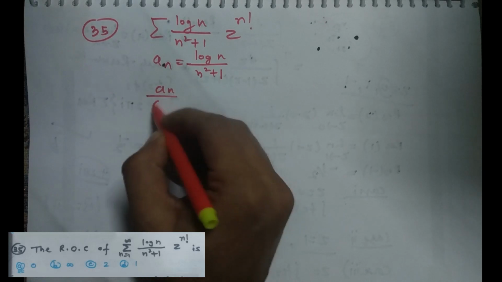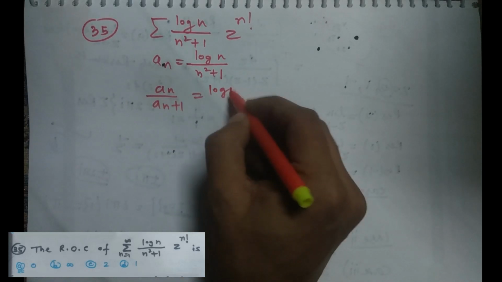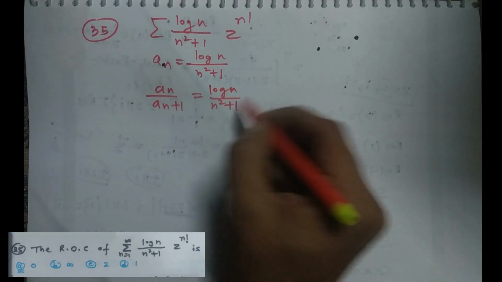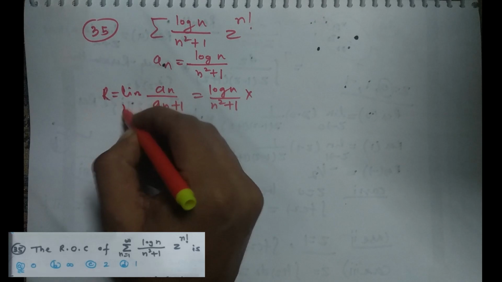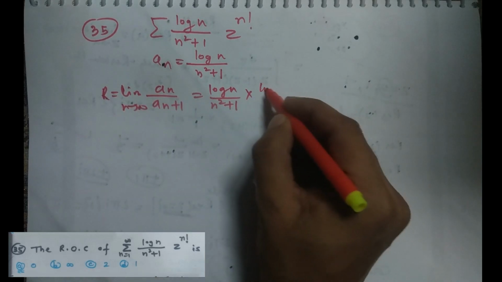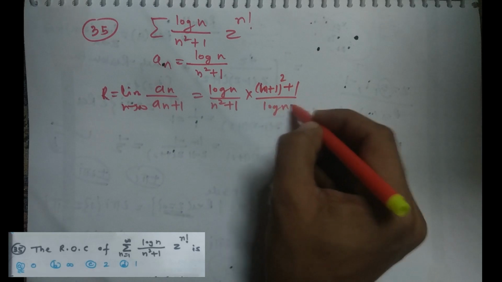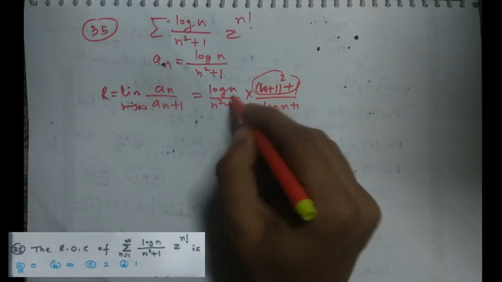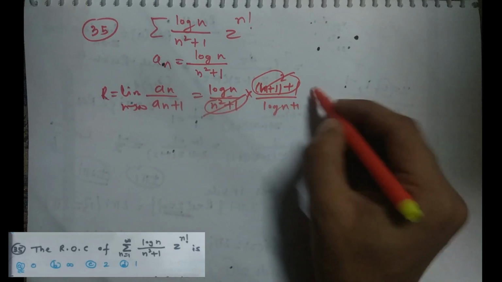Let's try to find out a_{n+1} by a_n. So it will be (n+1) log(n) upon n squared plus 1. This is nothing but our r. Okay, log(n+1) to the whole square plus 1 divided by log(n+1). Now see, this is quadratic, this is quadratic, so this will cancel in a way. Log n upon log n plus 1.